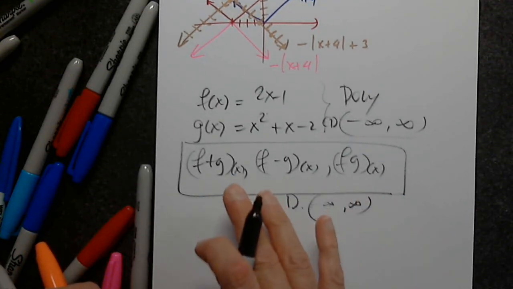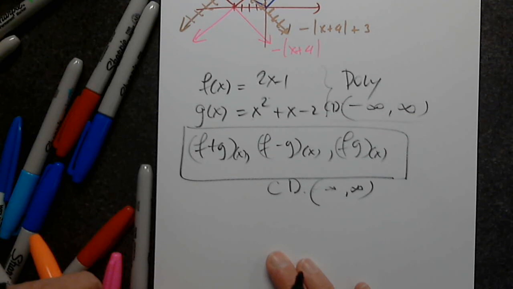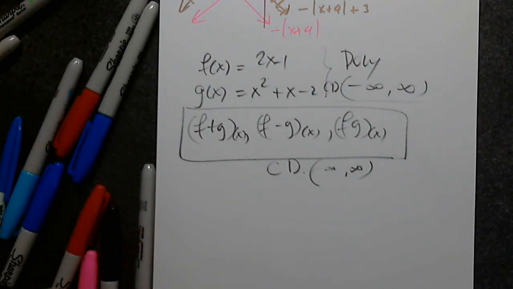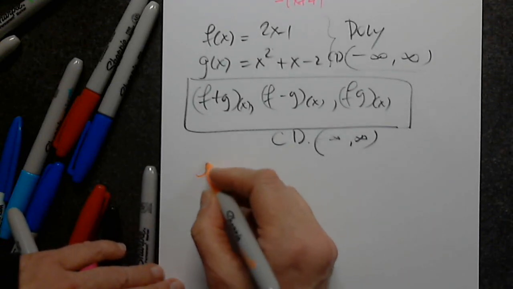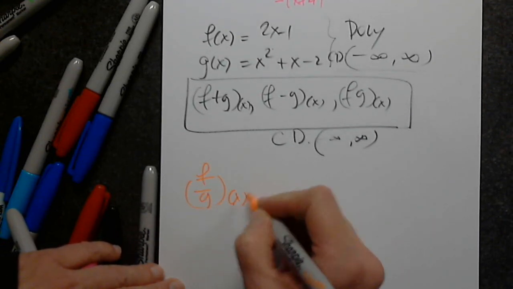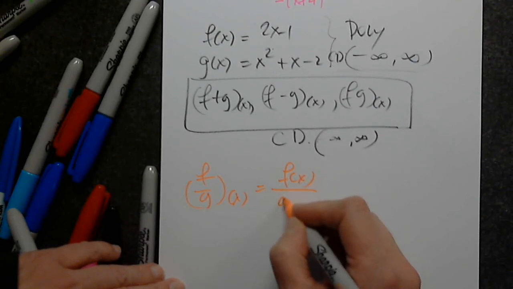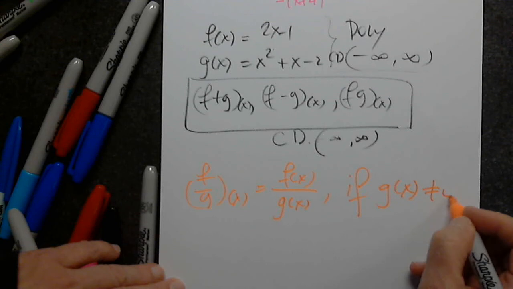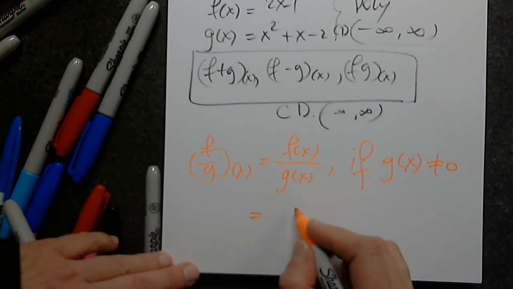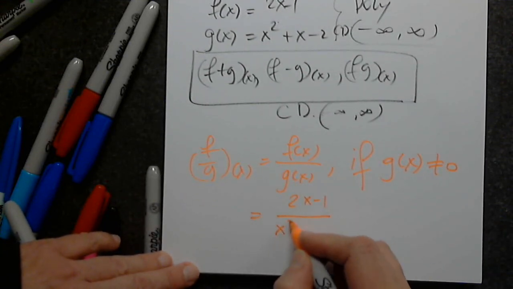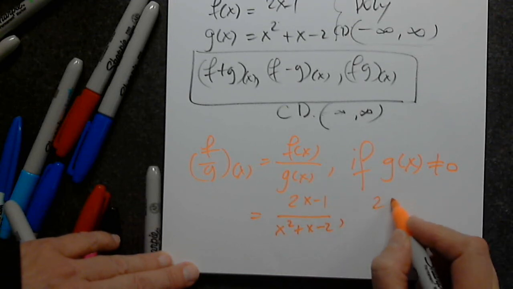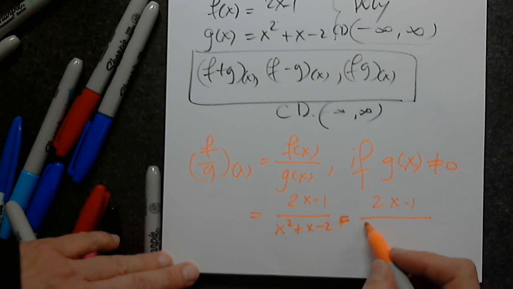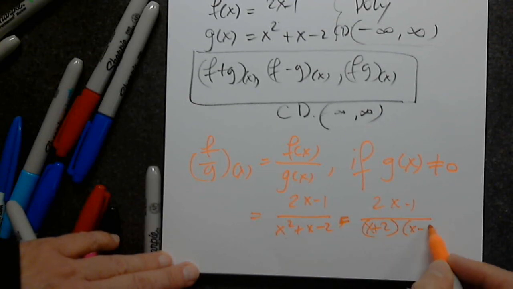So you want to focus on the ratio, correct? Yeah, when it's f over g. Okay, so now we cannot say anything about f over g till we see it. So f over g of x equals f of x divided by g of x, only if g of x is not 0. So then this function will be 2x minus 1 over x squared plus x minus 2. I want the equal symbol. And then this is x plus 2 and x minus 1.